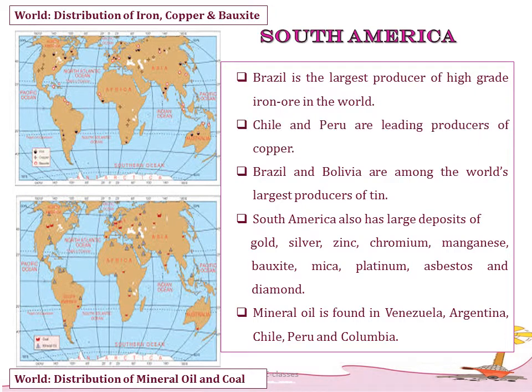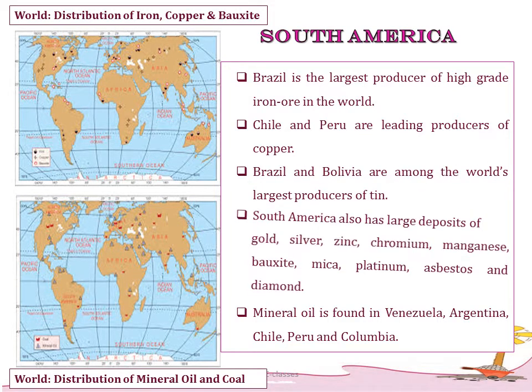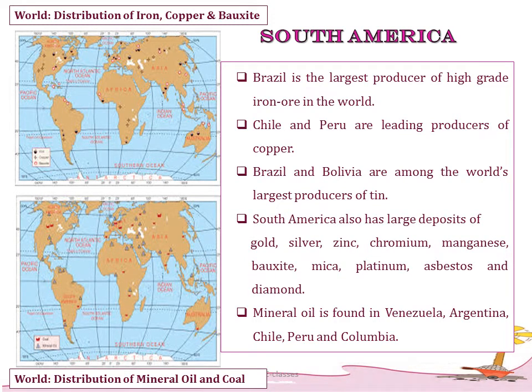Now in South America, Brazil is the largest producer of high-grade iron ore in the world. Chile and Peru are leading producers of copper. Brazil and Bolivia are among the world's largest producers of tin. South America also has large deposits of gold, silver, zinc, chromium, manganese, bauxite, mica, platinum, asbestos and diamond as well. And mineral oil is found in Venezuela, Argentina, Chile, Peru and Colombia.